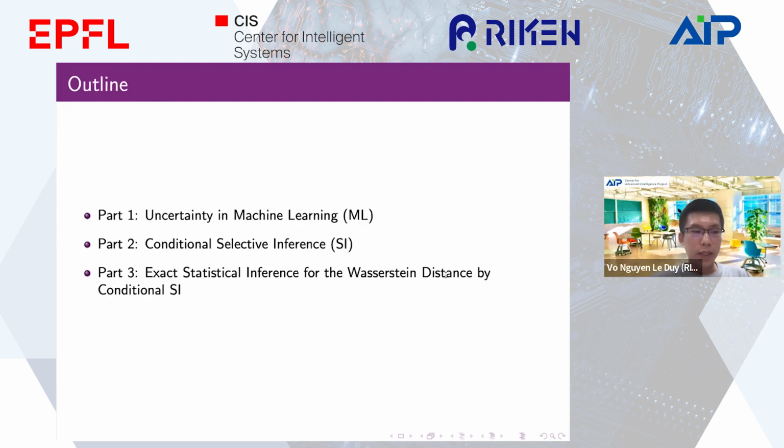This is the outline of my presentation. It includes three parts. In part 1, I will point out the reliability problem in machine learning with an example on the Wasserstein distance. Then in part 2, I will present the selective inference framework, which is recognized as a new promising approach for quantifying the uncertainty or statistically guaranteeing the reliability of data-driven machine learning results. And finally, in part 3, I will present an approach to quantify the uncertainty of the Wasserstein distance by using the concept of conditional selective inference.